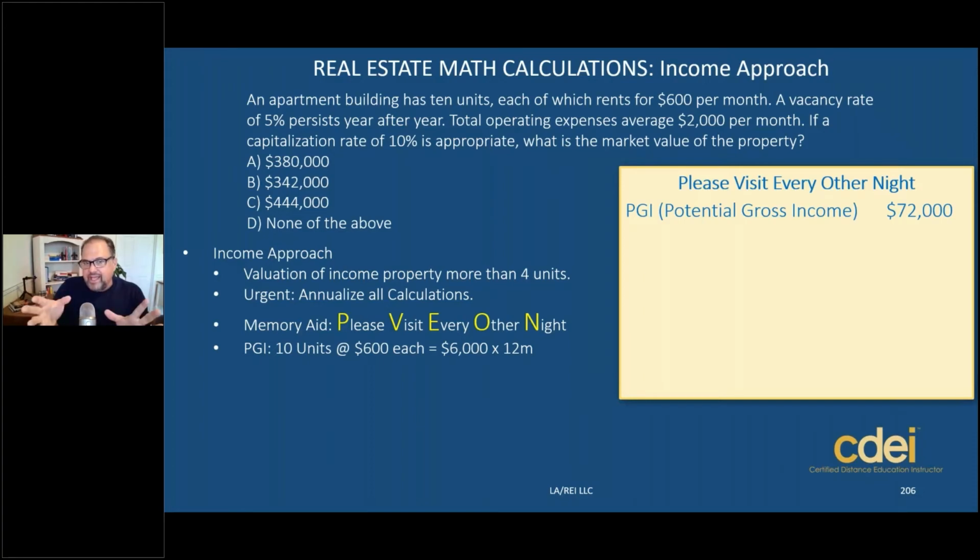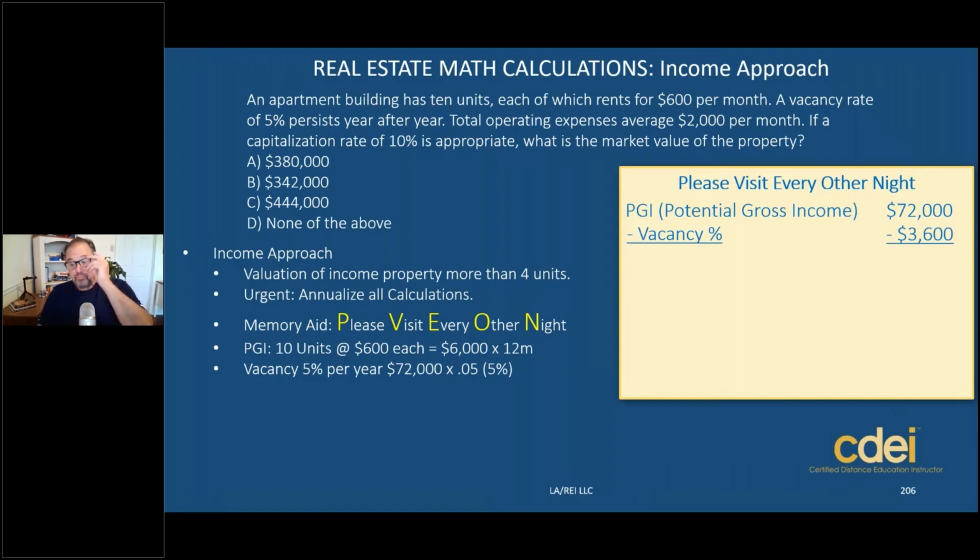So my "Please visit every other night." The P in Please is potential gross income. The V in Visit is vacancy. It's expressed as a percent of the total potential gross income. So in this case, it's 5% times 72,000. I get $3,600 if I have a 5% vacancy.